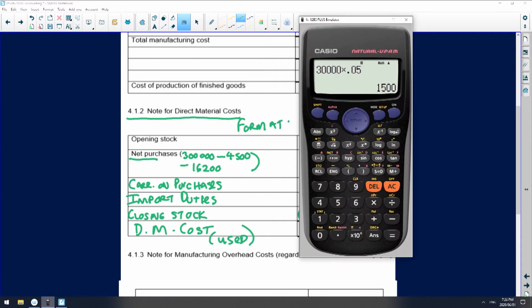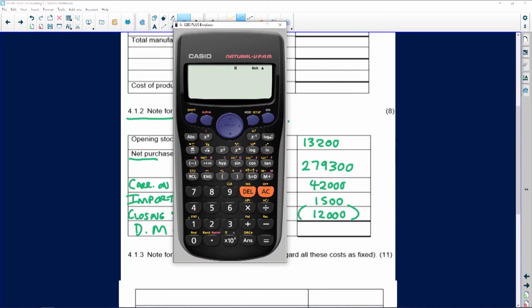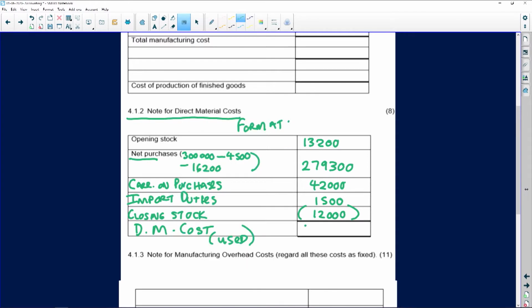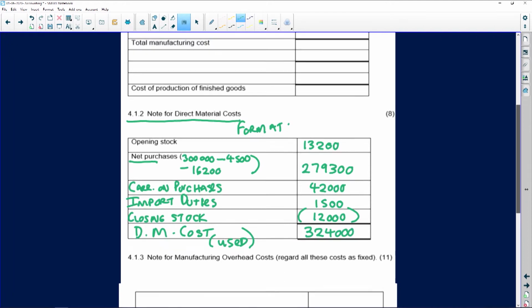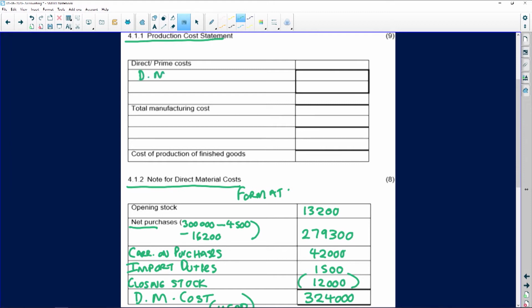production process. So my direct material cost, if I get my calculator out: I'm starting off with 13,200. I'm then adding my net purchases of 279,300. And then, guys, I am subtracting 42,000. No, sorry, I'm not subtracting. Let's just fix that. I'm adding the 42,000. Then I'm obviously adding 1,500, the tax that was paid, minus 12,000. And my expense for the year, an amount of 324,000. Remember, guys, that is a direct material cost of 324,000. So that note is worth at least 8 marks.